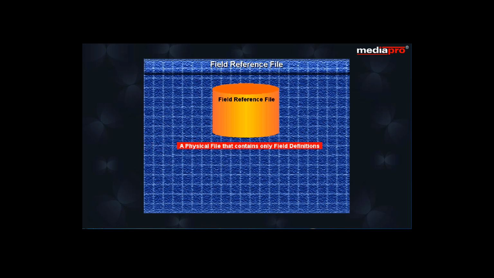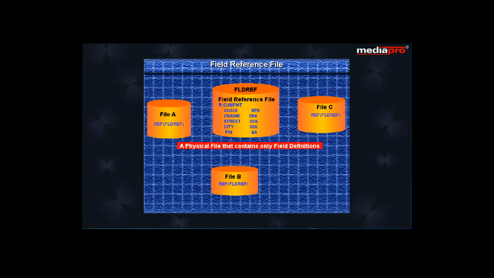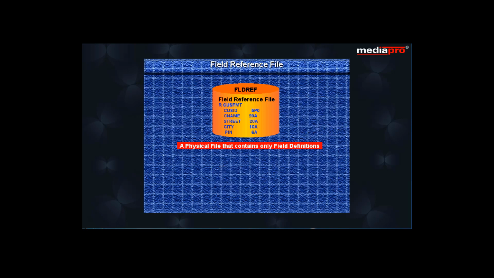It is a physical file that can be used to hold only field definitions. We can put the data descriptions for all the fields required by our application into a field reference file. All the database files will now refer to this file for data definitions. This method provides a consistency to our data definition and also reduces the probability of errors caused by incorrect definition.